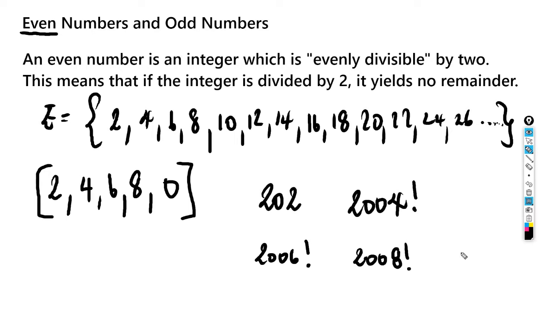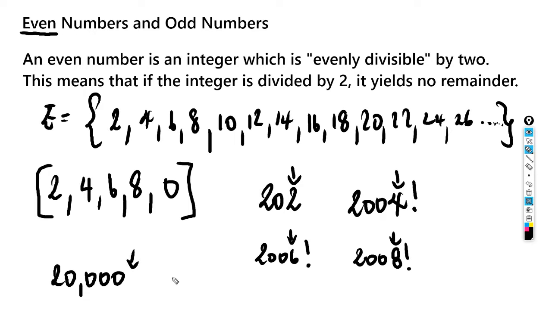And then let's look at another number like 20,000, okay? This is also even because it ends with 0. So these numbers that end with 2, 4, 6, 8, and 0 are all even numbers, okay? So, right, and that's pretty much the set for even numbers, okay?